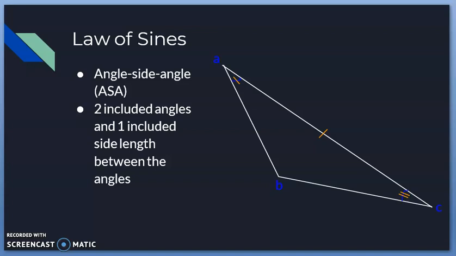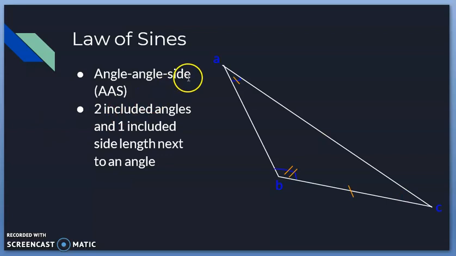There are three types of triangles that you would use the law of sines for to find any missing side lengths or angles. We're going to start by talking about the ASA triangle, or the angle-side-angle triangle. This is when there are two included angles which sandwich one included side length. So angle, side, angle. Another triangle we would use the law of sines for is an AAS triangle, or an angle-angle-side triangle. This is when there are two included angles and one side length next to an angle. Angle, angle, side.